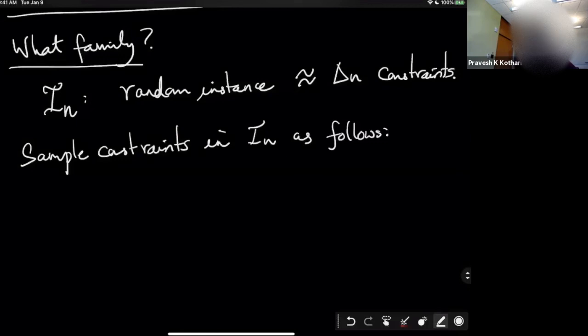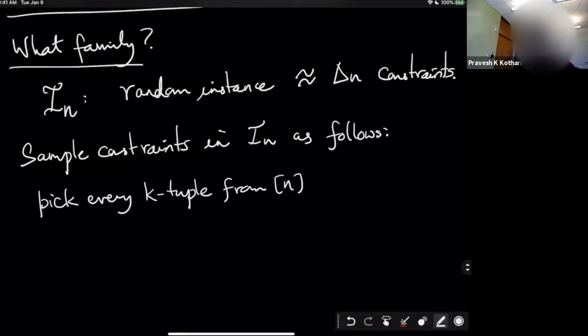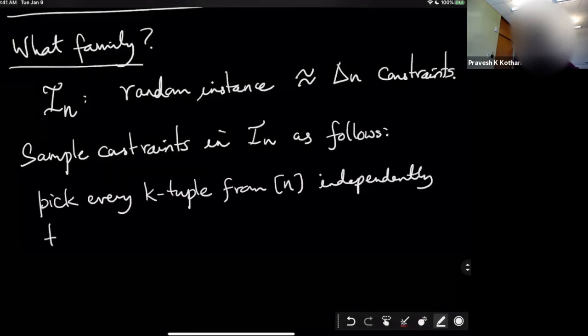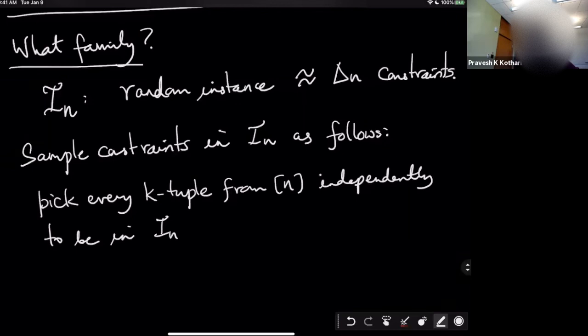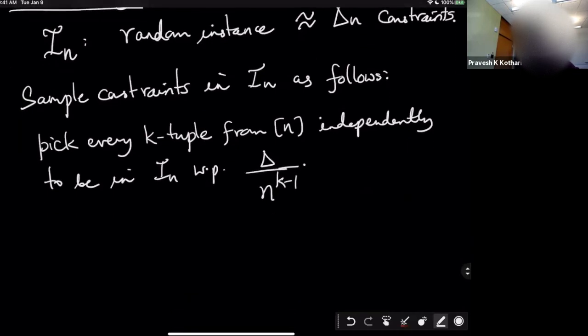So, pick every k-tuple from N independently to be in IN with probability delta over N to the k minus 1. Okay, very good. So how many k-tuples do I pick in expectation?